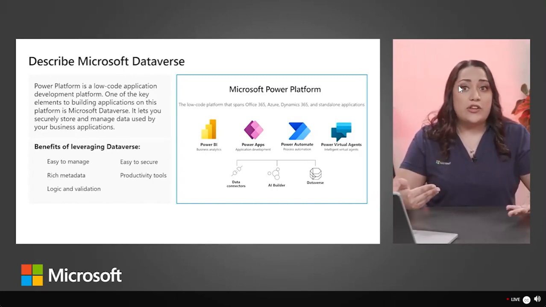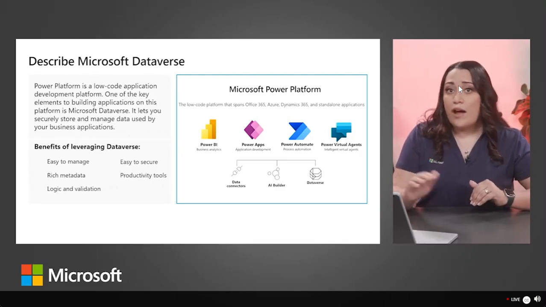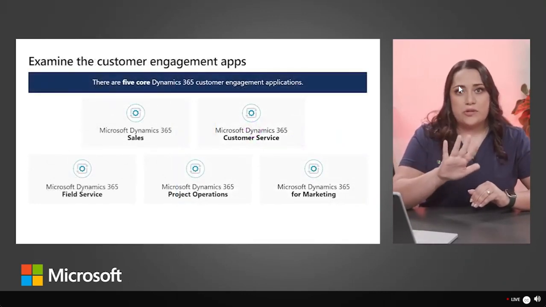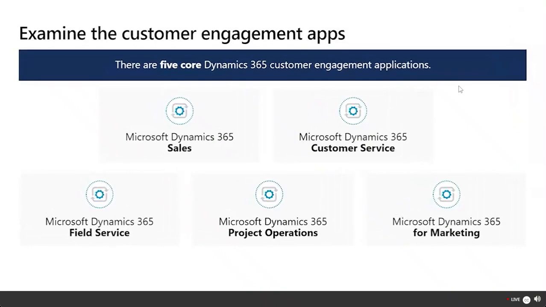And since we know where the data is being stored, why don't we go ahead and look at the 5 core Dynamics 365 customer engagement apps. We have sales, customer service, field service, project operations, and marketing. And these applications can help change the way that your organization engages and interacts with your customers. And by using these tools, your organization can create really personalized marketing and sales and service experiences using that data and that intelligence to improve and customize every interaction.